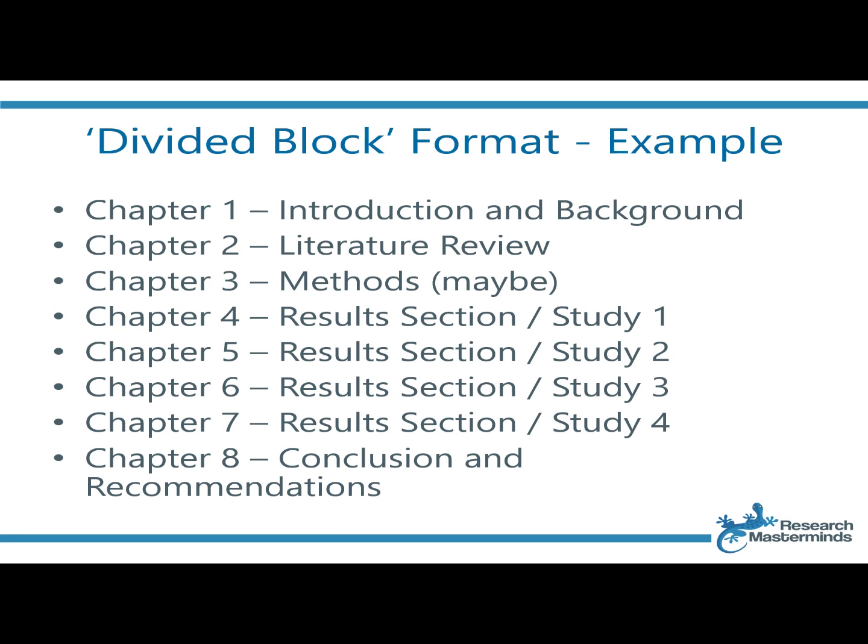So the divided block format will look something like this. You'll have your introduction and background chapter, your literature review chapter, your methods, possibly, and then you'll have your different studies. Now remember, the number of studies will be decided when you discuss your project or you conceptualize your project. It doesn't have to be 4. And then you'll have your conclusion and recommendations chapter. In some instances, the conclusions and recommendations chapter are split into a discussion chapter, which is separate, and then a conclusion chapter, or it may be just an expanded conclusion chapter.